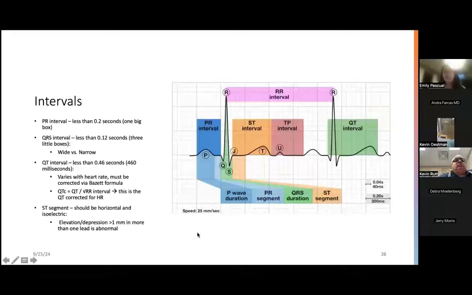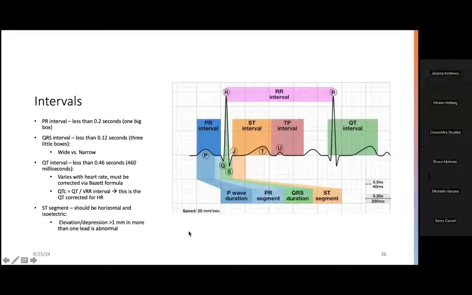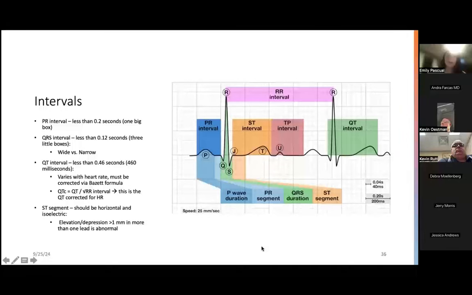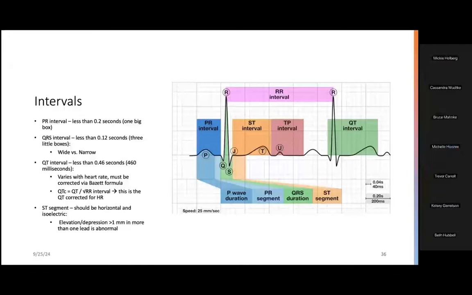Okay, and then again, I think a lot of people probably know these things, but these are things that we do measure on EKG. So the PR interval, and these are the normal ranges, which can obviously vary slightly, should be less than 0.2 seconds, so one large box. The QRS should be less than 0.12 seconds, so 3 little boxes. So we're talking about a wide versus narrow QRS, and we will talk about bundle branch block in this presentation as well.